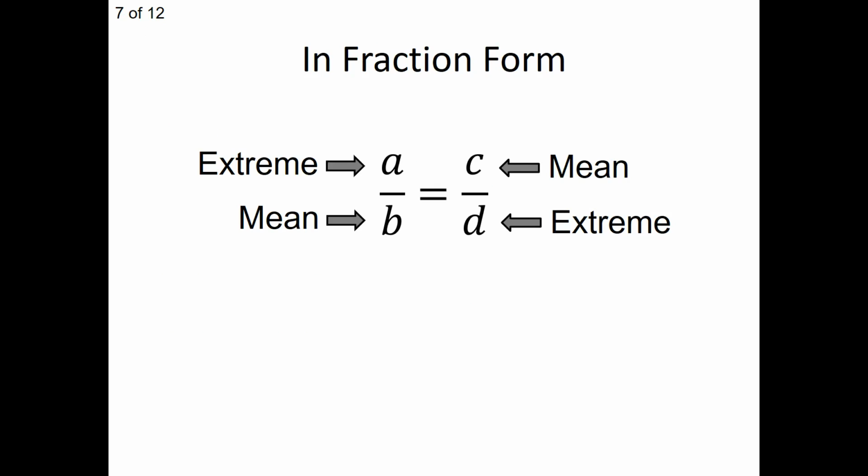B and C are still the means, and A and D are the extremes. It's harder to tell what is in the middle and what's on the end. It's easier to see that in colon form, and that's actually in colon form where we get those two names, the means and the extremes. But we can also see them and visualize them here in fraction form.